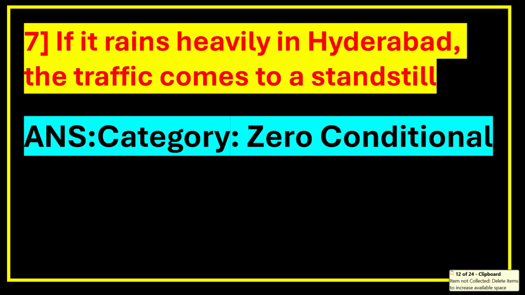This sentence describes a general fact or habitual truth that always happens under certain conditions. It's not about a specific future event, but rather a common occurrence when it rains heavily in Hyderabad. Zero conditionals are used for universal truths, scientific facts, and general cause and effect relationships, making this particular sentence a zero conditional sentence.